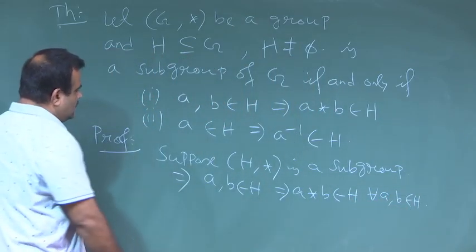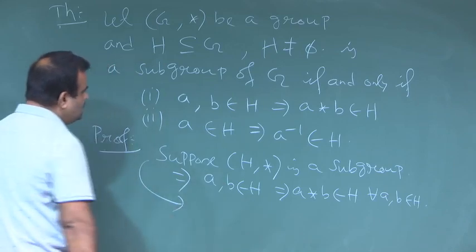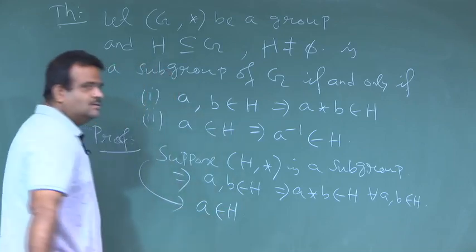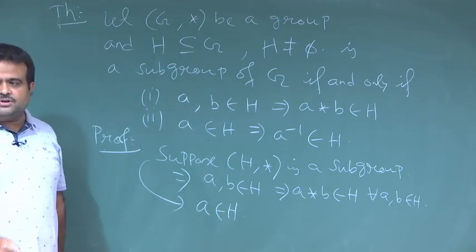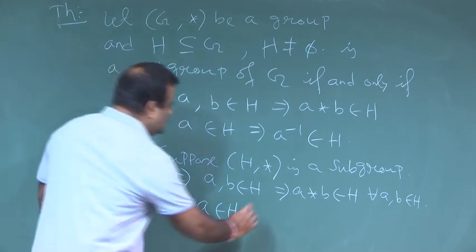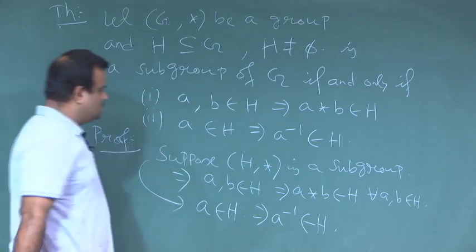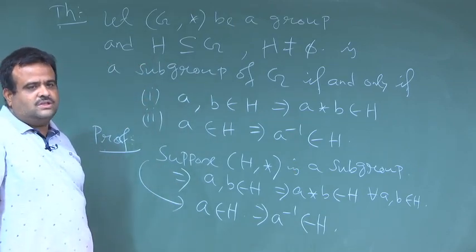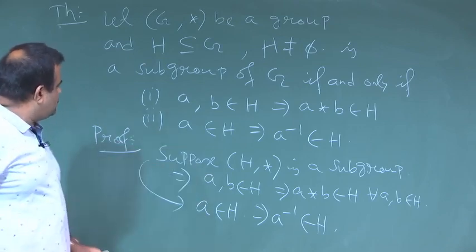Okay. Now, also since this is a subgroup, if a belongs to H, then a must have an inverse, because it is a group, basically it is a group and it is a subset, that is why it is called a subgroup. So, this implies a inverse belongs to H. So, H is a group and every element has the inverse. So, these two properties are satisfied.